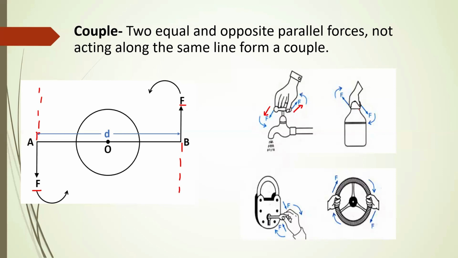Two forces like this cannot produce translational motion. Why? Because if you look at the resultant of these two forces, it is going to be zero in any one direction. So the resultant of forces is going to be zero in any direction. That is why the couple can only produce rotational motion.